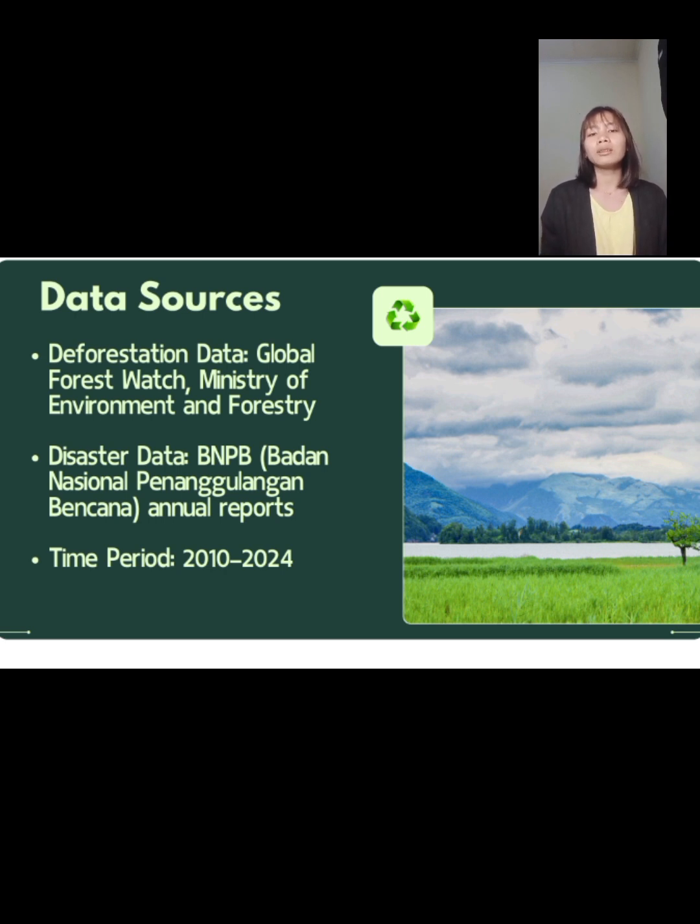During this period, we observed how forest cover declined in different regions and how disaster events increased. By combining these datasets, we can better understand how human activities in the forest affect the likelihood of floods. Now let's take a look at what the data show.